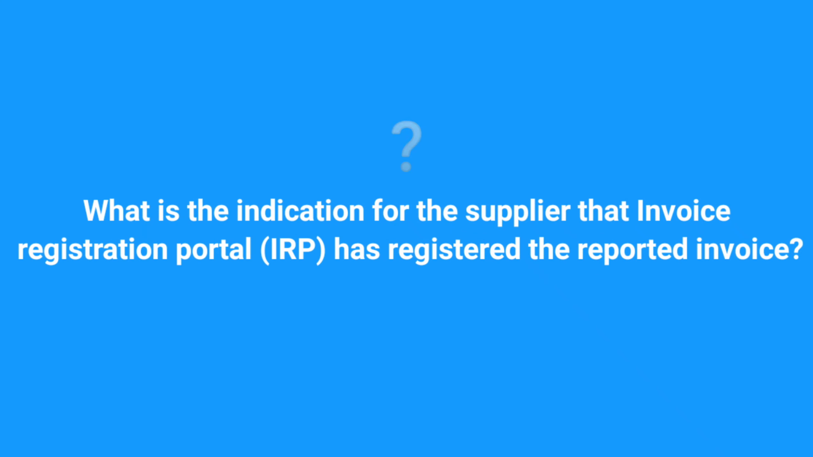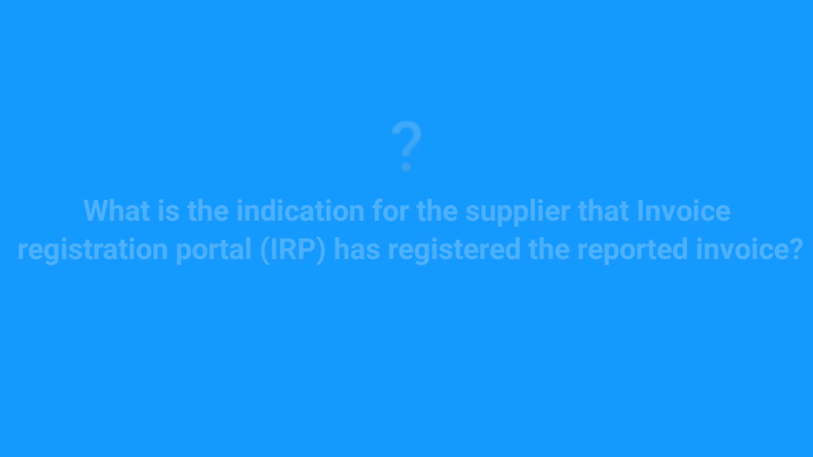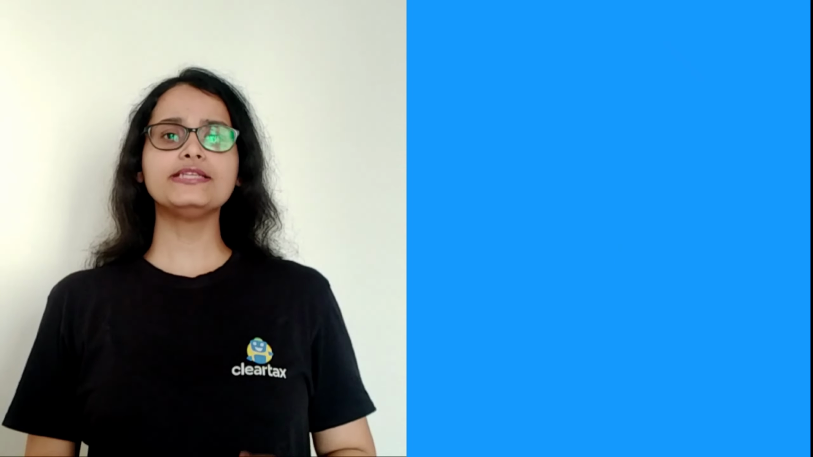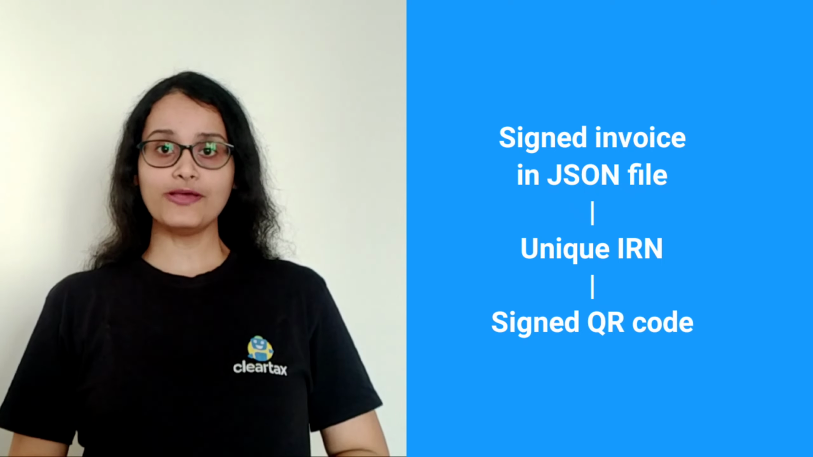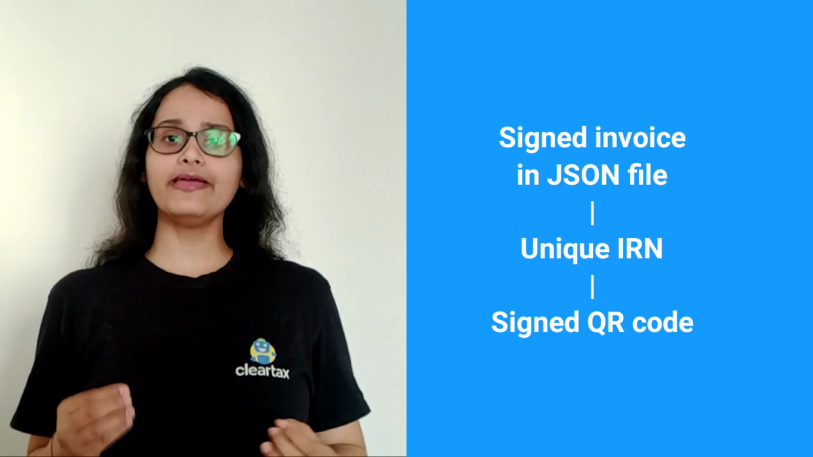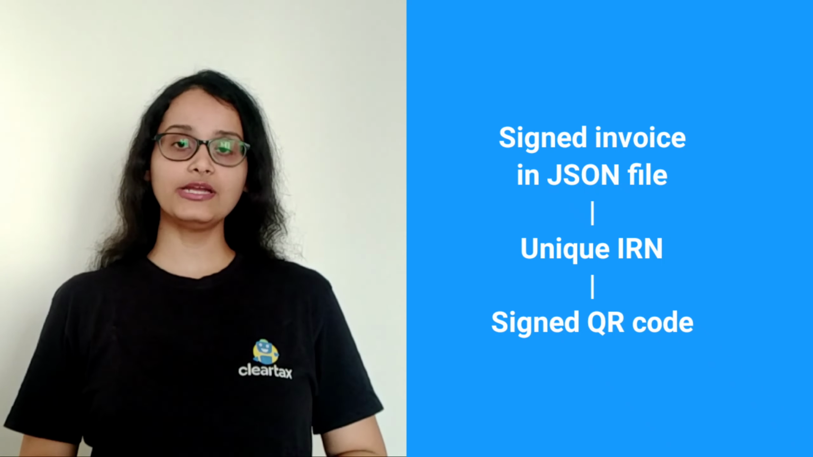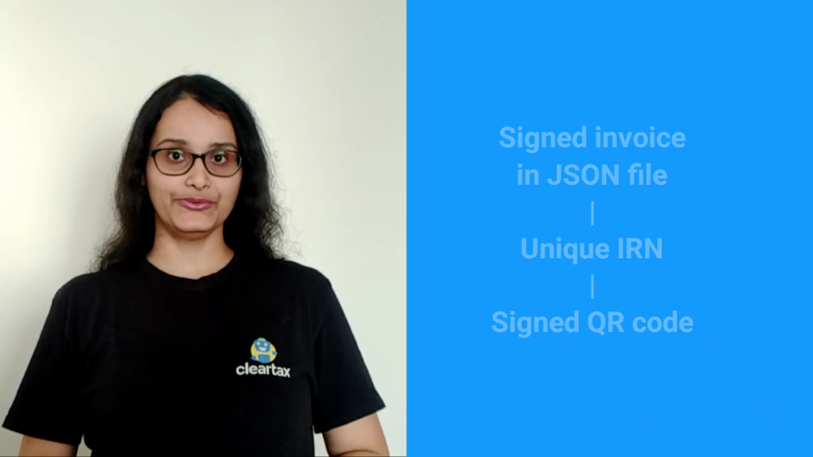What is the indication for the supplier that Invoice Registration Portal or IRP has registered the reported invoice? Upon successful registration of invoice on IRP, it will return a signed e-invoice JSON to the supplier with the invoice reference number or IRN and quick reference code or QR code.